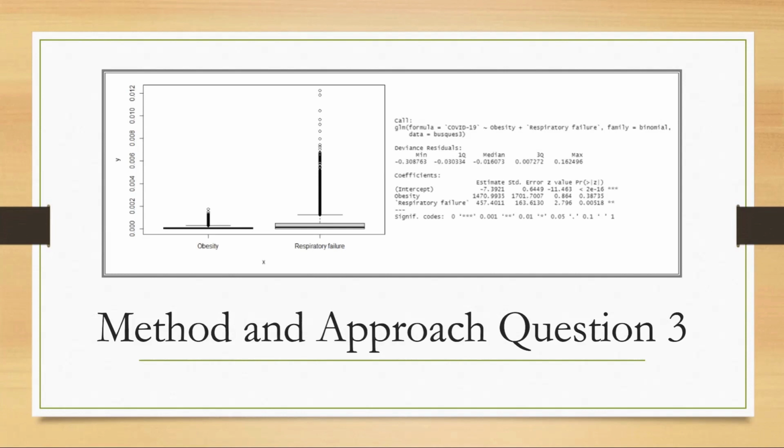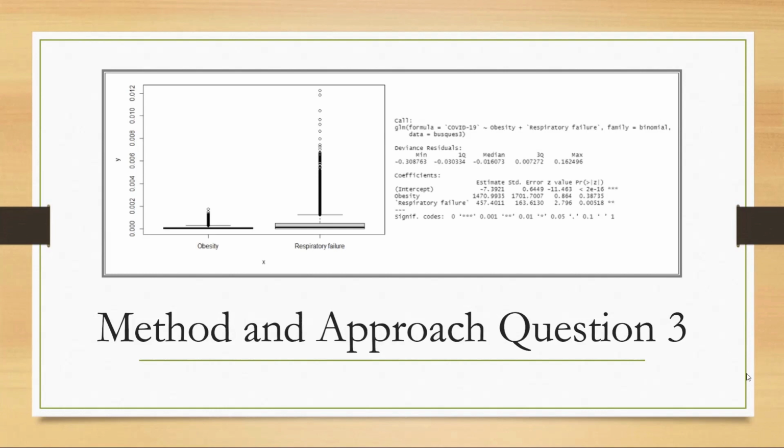The logistic model formula took COVID-19, it's there on the right-hand side, and compared it to the obesity and respiratory failures in the call. So the coefficients in the R export indicate that respiratory failure has a statistically significant code with a value of 0.00518, indicating that between the two, it is a better predictor for mortality.